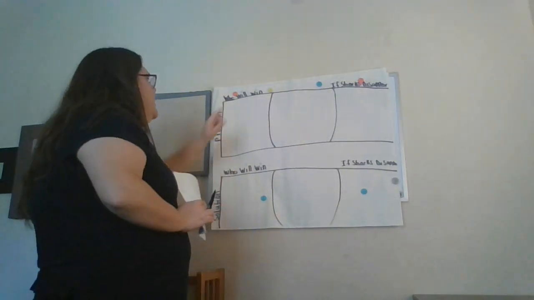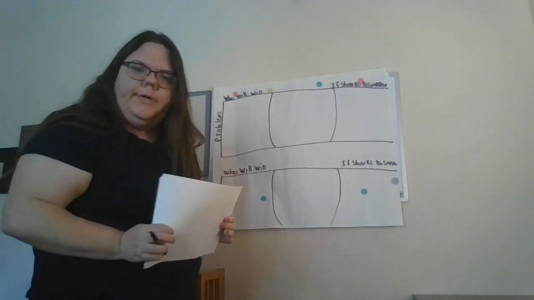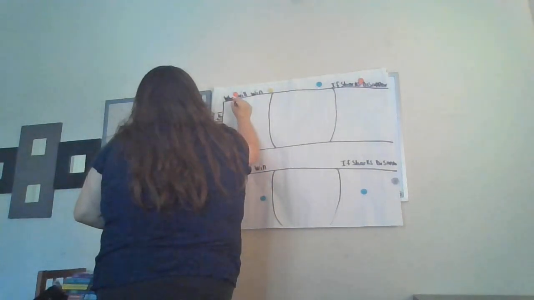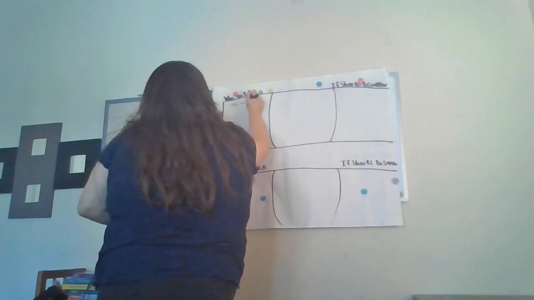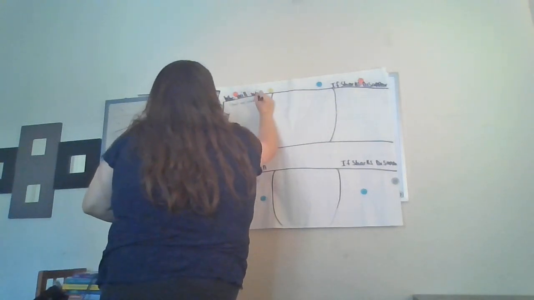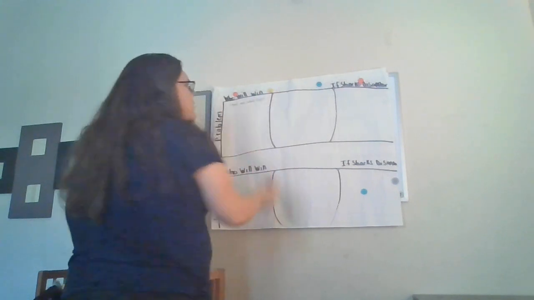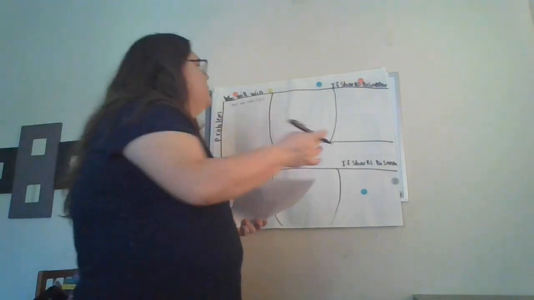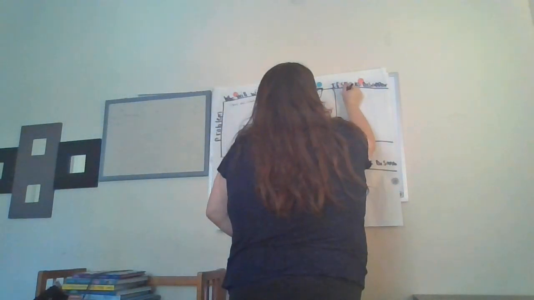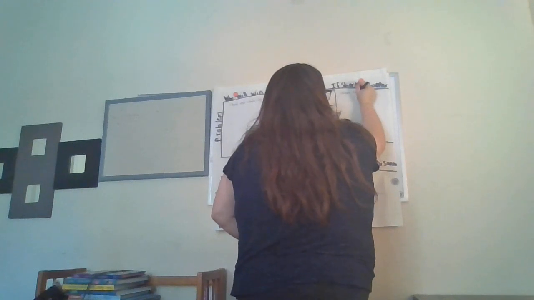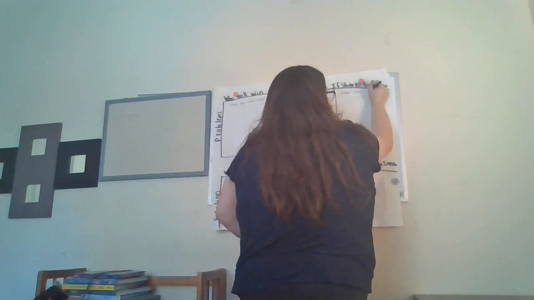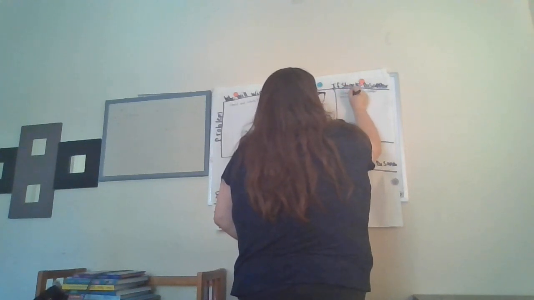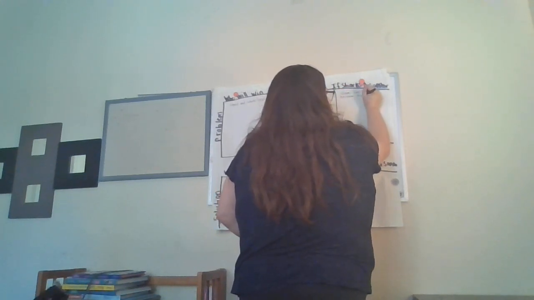Let's think about our story, Who Would Win, and what was the problem in that story? Oh, the squid and the whale were fighting, right? So let's write that down. Now, what was the problem in the story If Sharks Disappeared? The ocean was in danger because the sharks died, right? Sharks.